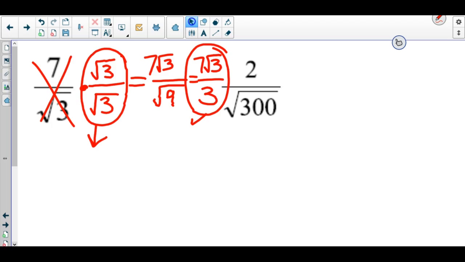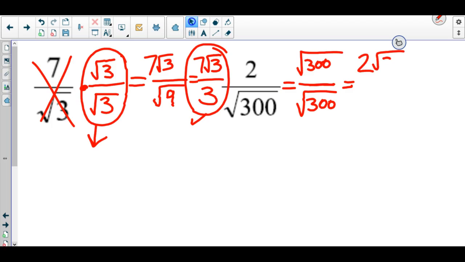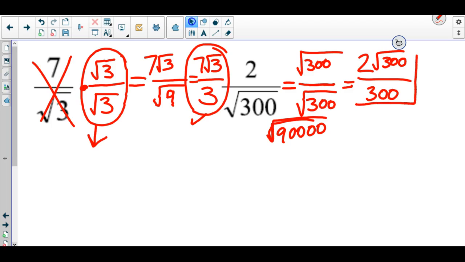2 over root 300. Again, we have to multiply by this special fraction that is 1, which is going to be root 300 over root 300. On top, we have 2 root 300. On bottom, we have root 300 times root 300, which is the square root of 90,000, which is 300. I was off by a few zeros. So now we have a rational denominator.